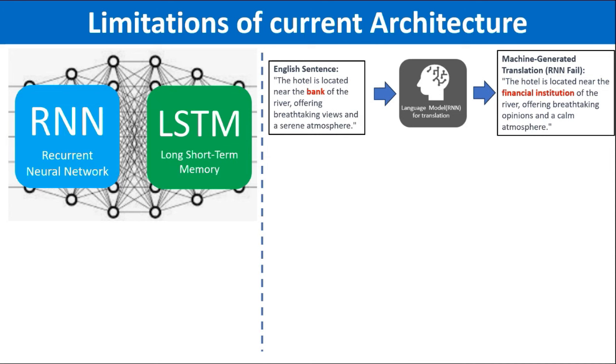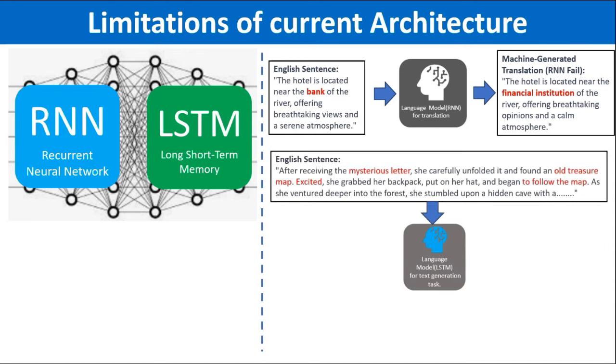Take another example, the sentence completion task. Here, the language model is trained to predict the next word in the sentence. This task requires context understanding. Let's take this example sentence.